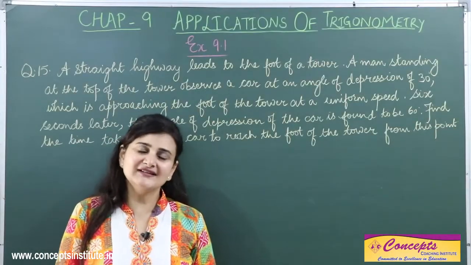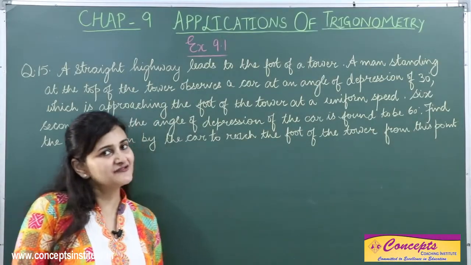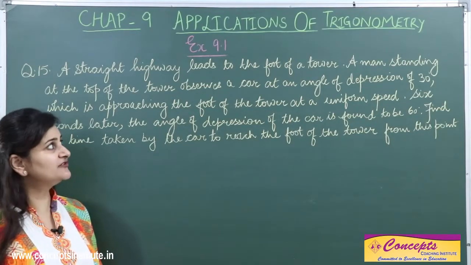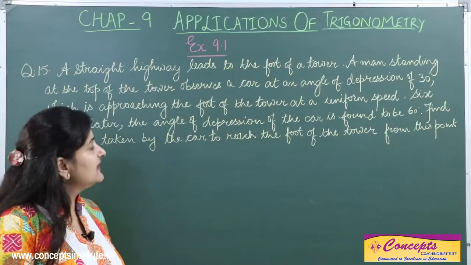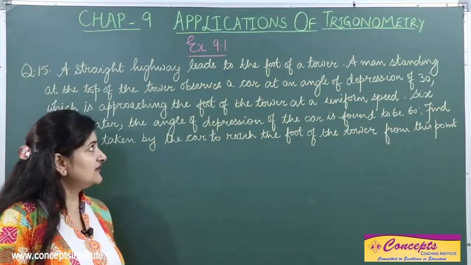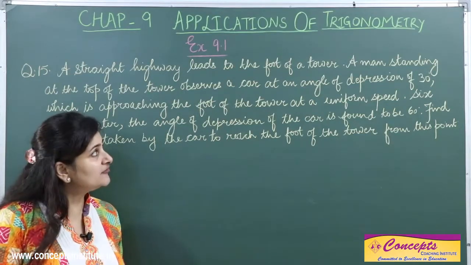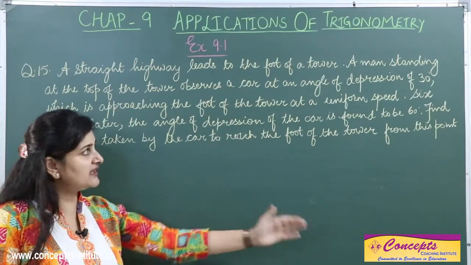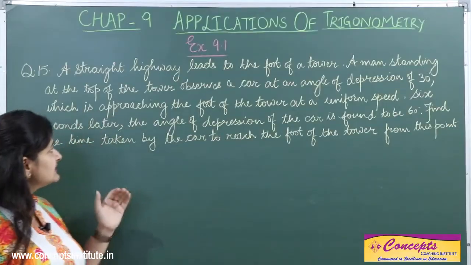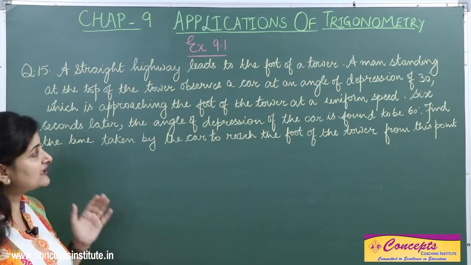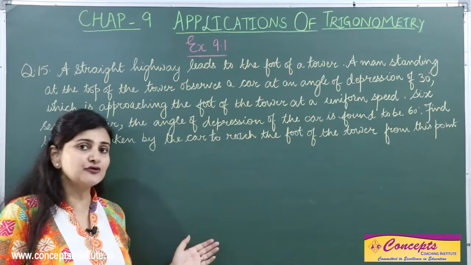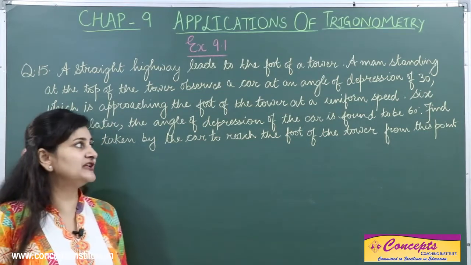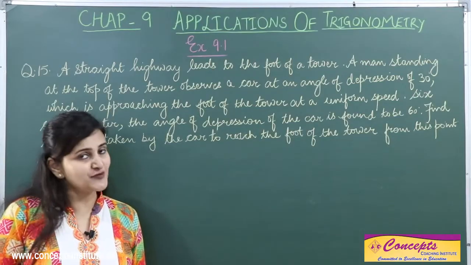Right students, so now let's concentrate on question number 15. The question is, a straight highway leads to the foot of a tower. A man standing on the top of the tower observes a car at an angle of depression of 30 degree, which is approaching the foot of the tower at a uniform speed. 6 seconds later, the angle of depression of the car is found to be 60 degree. Find the time taken by the car to reach the foot of the tower from this point.